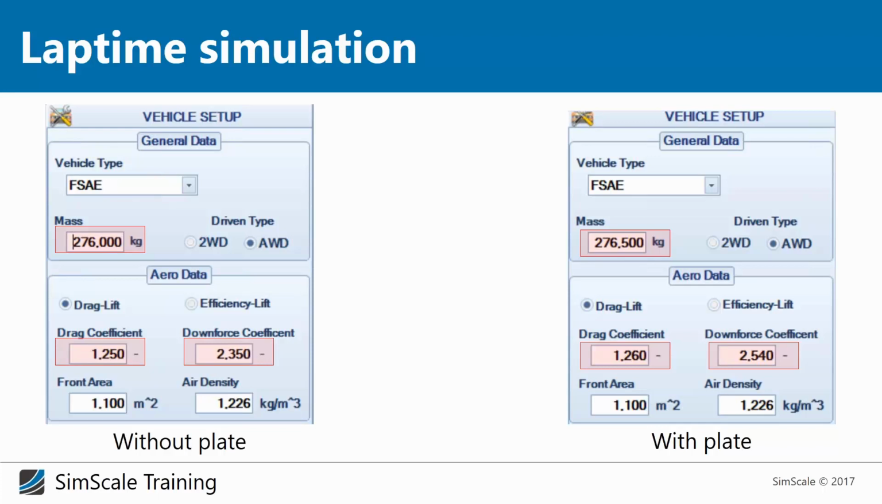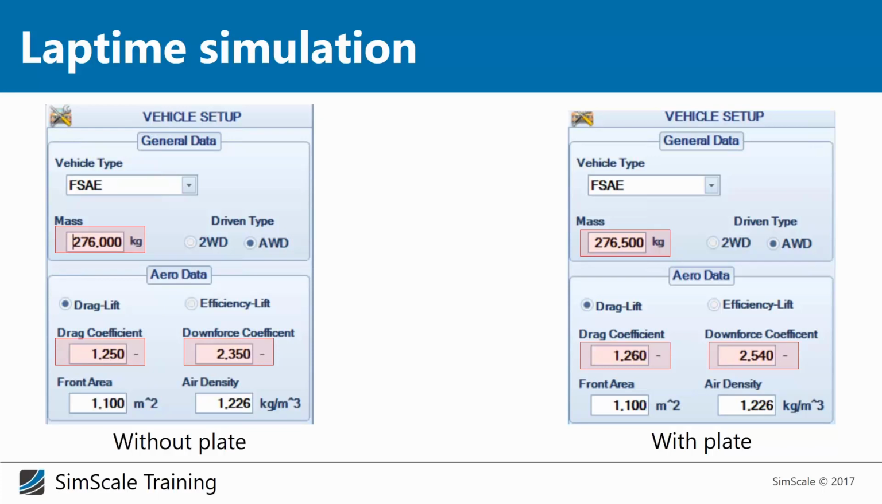So what we did here, you can see we typed in on the left hand side all the data for the car without the plate. So we had a mass with the driver, and we typed in the drag coefficient and the downforce coefficient, which is the CL. And on the right hand side we did the same for the setup with the plate. As you can see, we are around 500 grams heavier than before, but on the other hand we now have an improvement in the downforce coefficient and only a very small improvement in the drag coefficient.